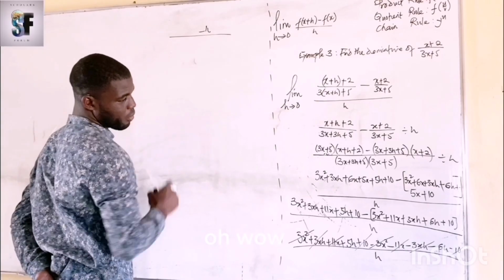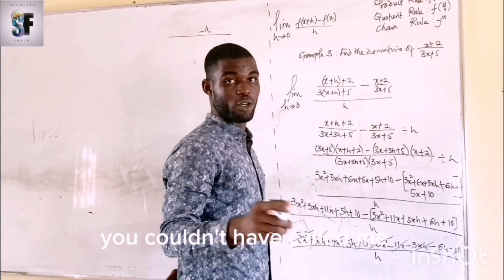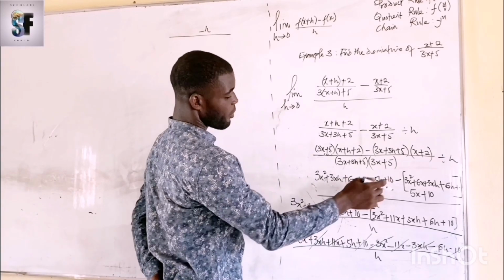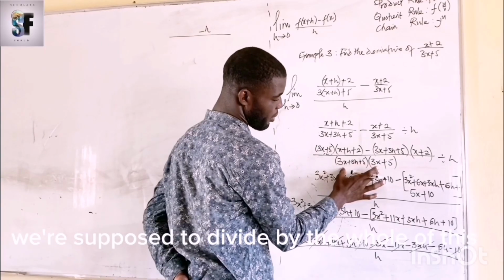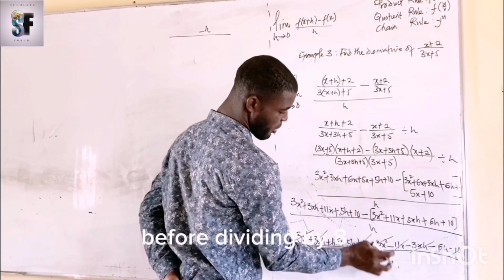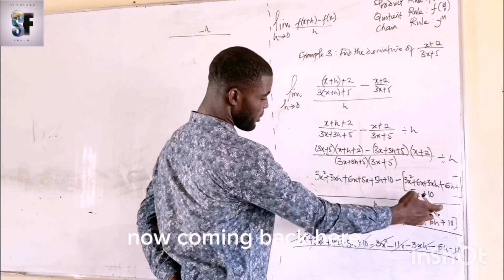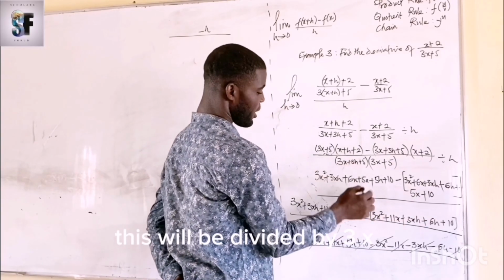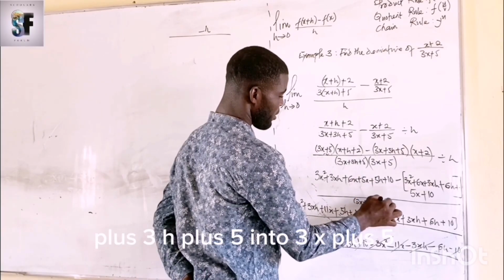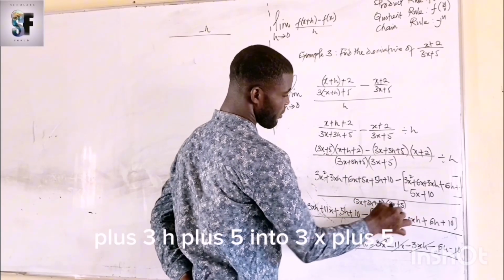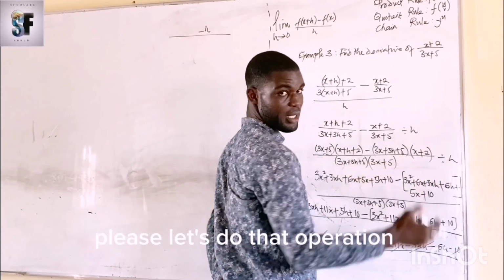Okay? Over, what do we have under there now? Oh, wow. Nobody called me to tell me I forgot something? Okay, you couldn't have called me, of course, because you don't know what I'm taking in this class. But then look at this part. Before we divide by h, we're supposed to divide by the whole of this, for each of the parts here, before dividing by h. So let's make that correction very fast. Now, coming back here, this will be divided by 3x plus 3h plus 5 into 3x plus 5. So that means everything here, of course, will be divided by h again. Please let's make that correction.